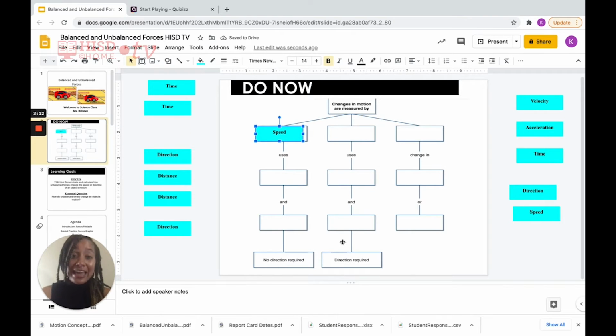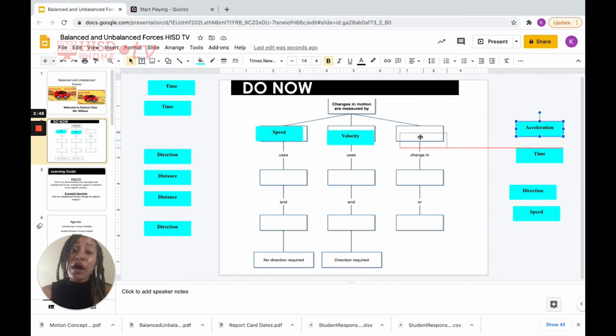Let's move on to the second column. At the bottom, it says this type of motion, direction is required. Out of acceleration and velocity, which of the 2 requires direction? Yes, velocity requires direction, which means that the last column, we are going to place acceleration. So now that we have our 3 columns labeled correctly, let's work on filling in the rest of the boxes.